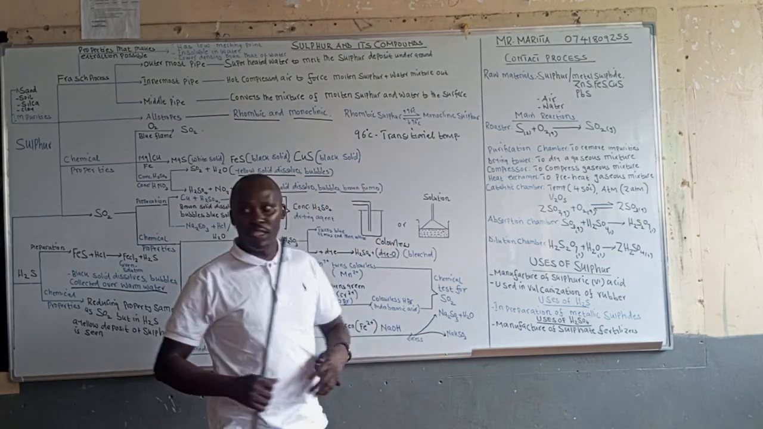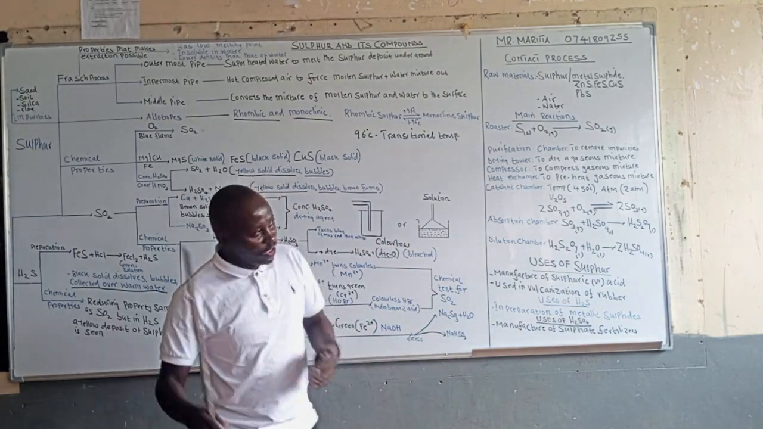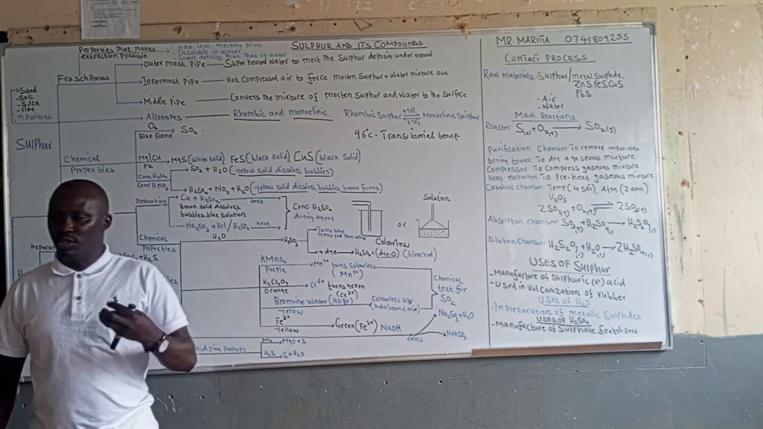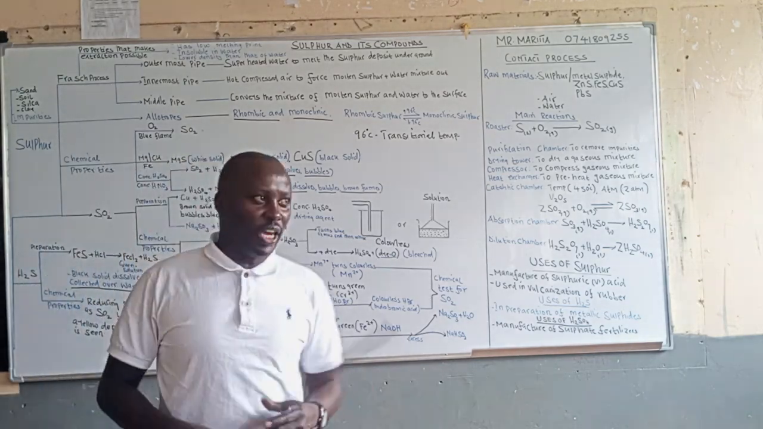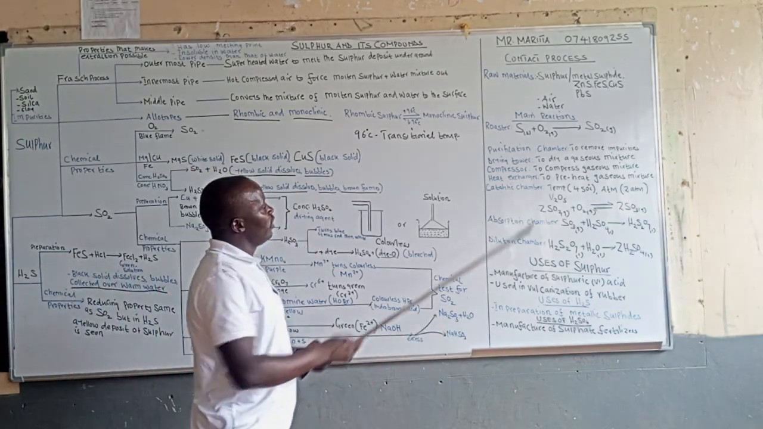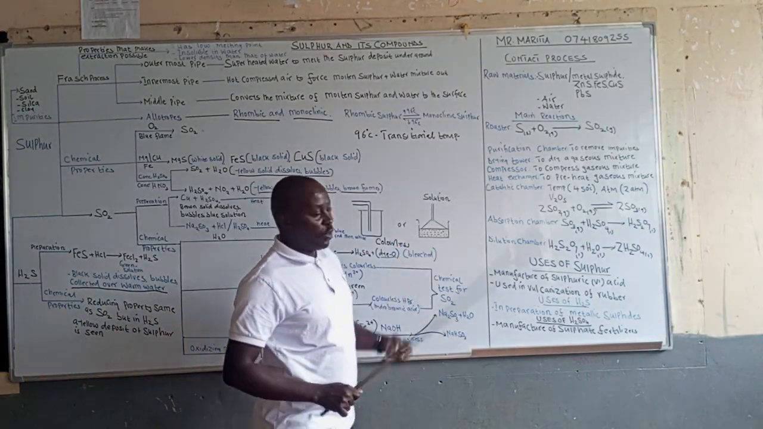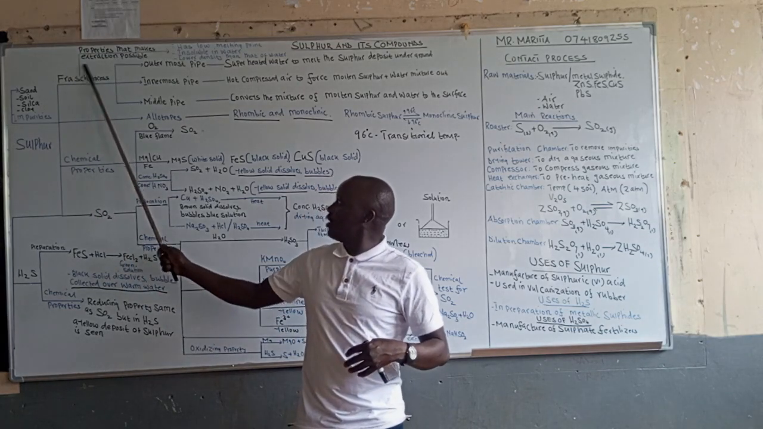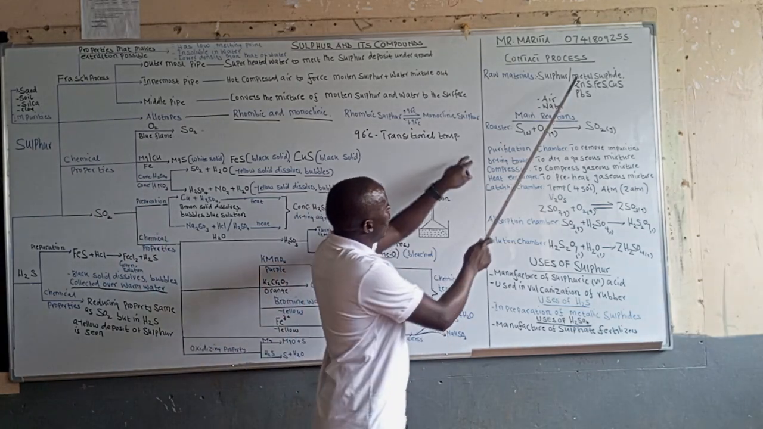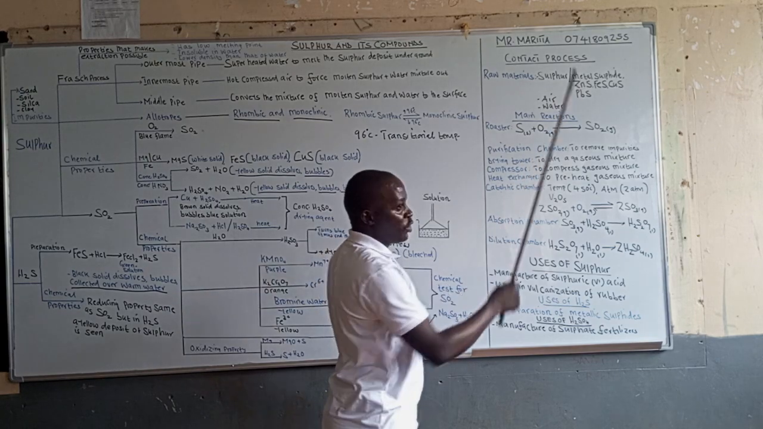Then from there, we can talk of now the contact process. In the contact process, what are you supposed to know? First you have to know the raw materials which are used for the preparation of sulfuric acid. So we have the raw materials, we have sulfur, we can get sulfur either from the underground where we are using the Frasch process, or you can have this sulfur from the metal sulfide.